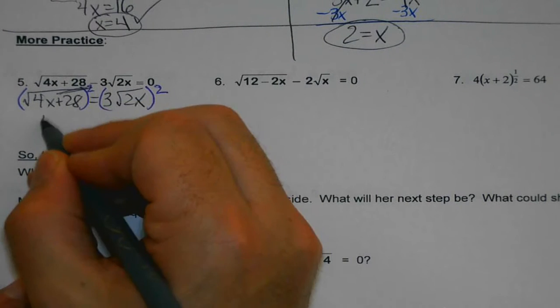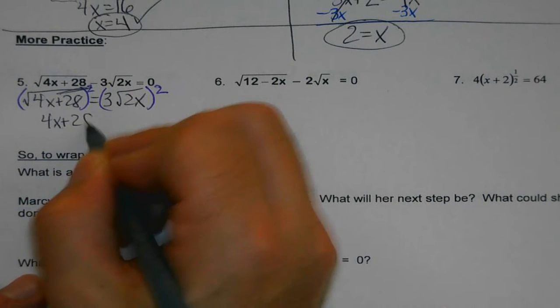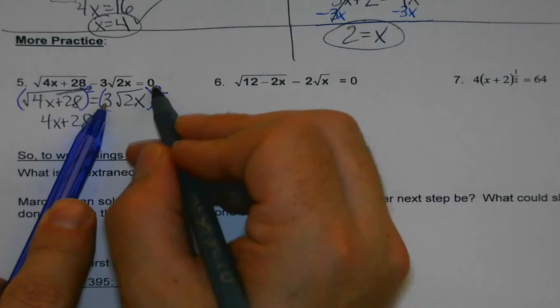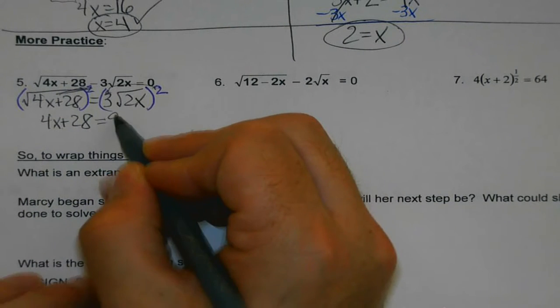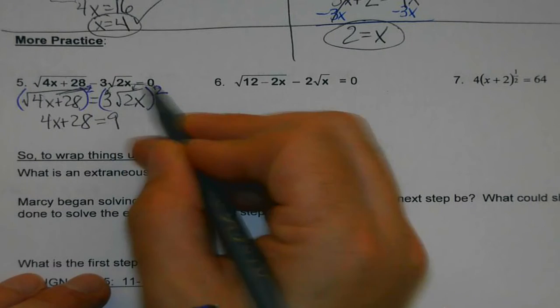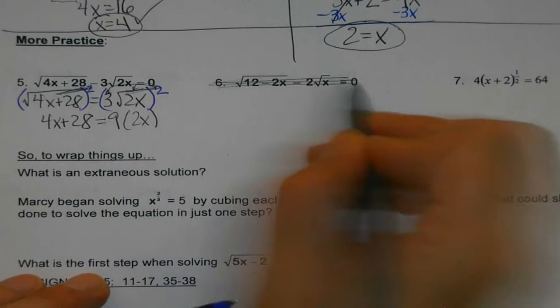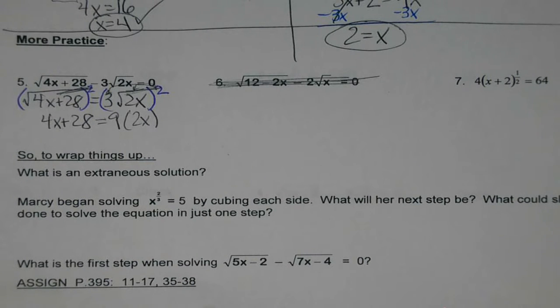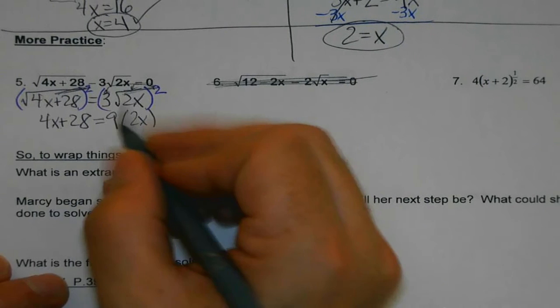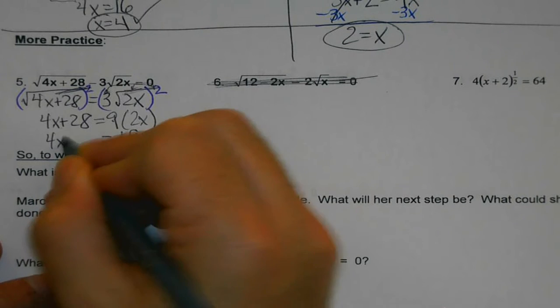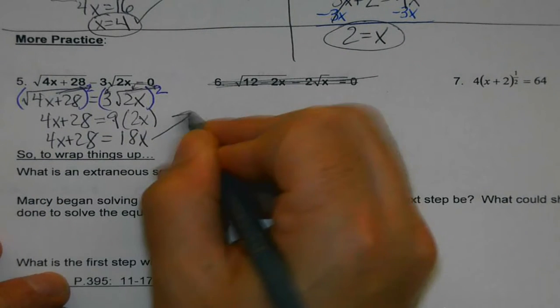Left side, they just cancel out. Right side again, be careful. The 3 doesn't have a radical. So 3 squared is 9. But then when it comes to the radical, those 2 guys just cancel. And now it's just going to be a big cleanup job. 9 times 2x is 18x. I'll leave the left side alone for right now.